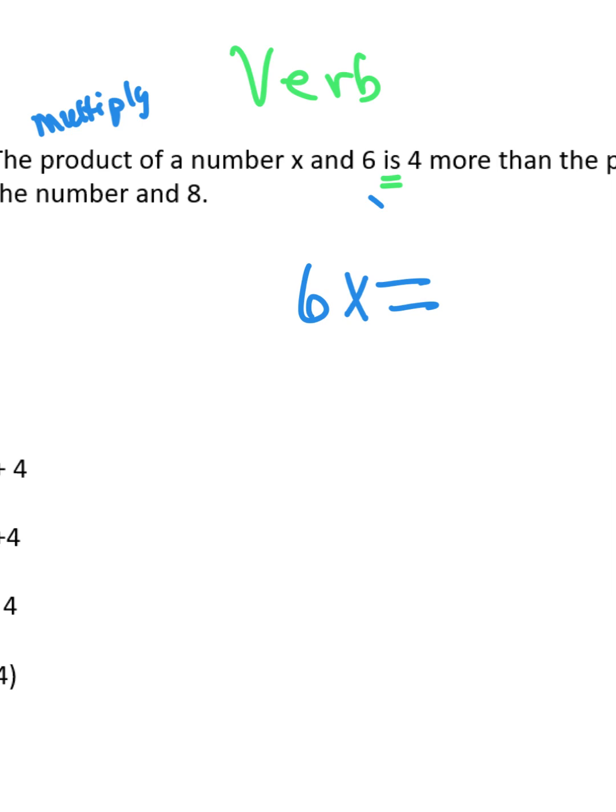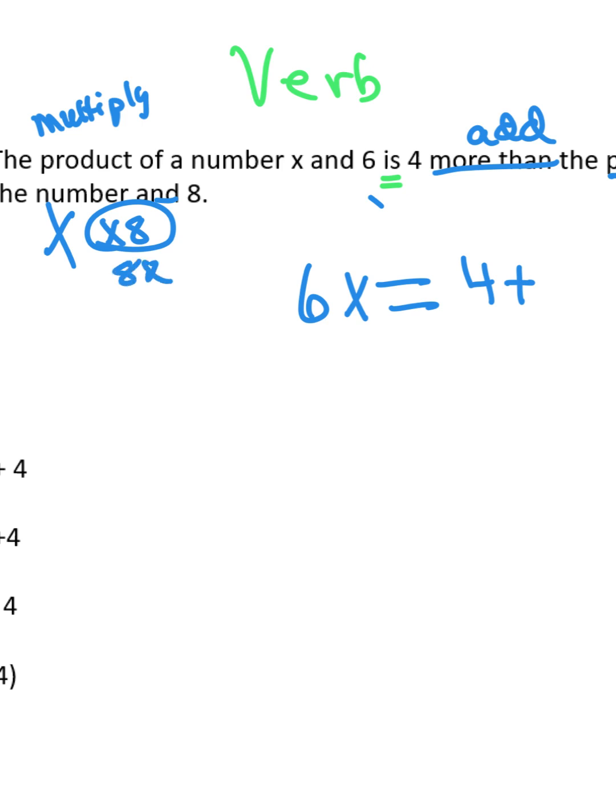I'm going to read the right-hand side, and I'm going to write it as I read it. It says 4 more than. More than tells me to add, so I'm going to have 4 plus the product, again, this is multiply, of the number and 8. And again, to show the product of the number and 8, we do not write it with a multiplication sign. That would not be correct. We are going to write it as 8x.